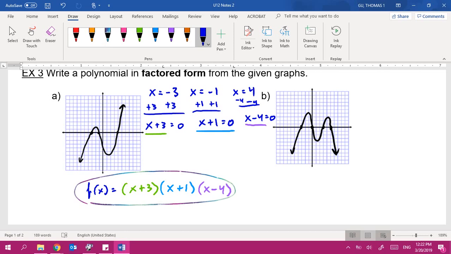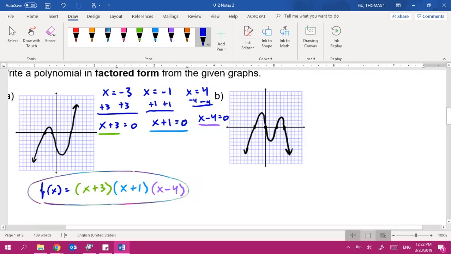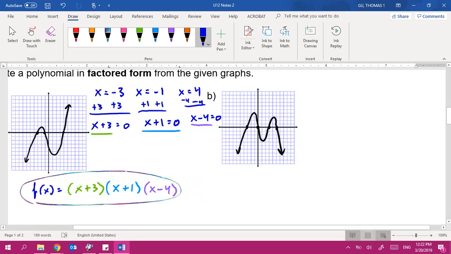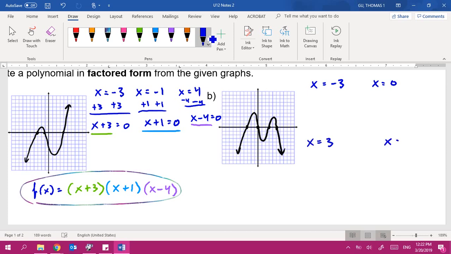Let's make sure we can do it with one more example, though. How many solutions am I going to have on this next question? 4, that's right, because it crosses at 4 different points. What are my 4 solutions? Let's write the solutions first: x equals -3, x equals 0, x equals 3, x equals 5. Very good.